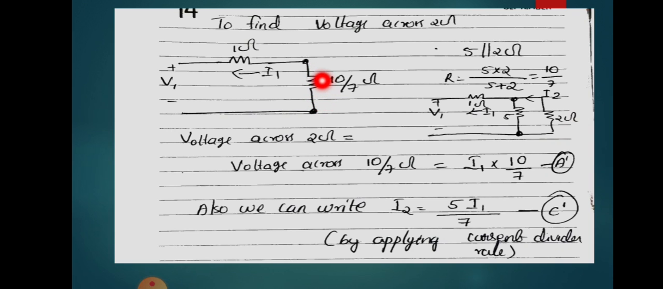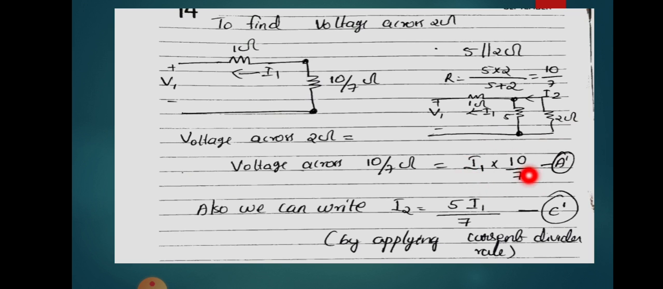So the voltage across 2 ohm will be the voltage across this point. So the voltage across 2 ohm you can write is equal to the voltage across 10 by 7. What is the voltage value? This is a series circuit. What is the voltage across this 10 by 7? Voltage will be equal to current into resistance. So what is the current? I1. Since it is a series part, the same current will flow through this part. So the voltage across this 10 by 7 ohm will be equal to I1 into 10 by 7.